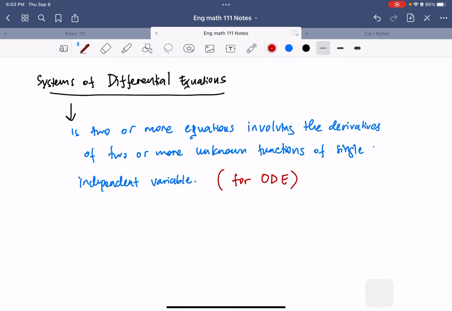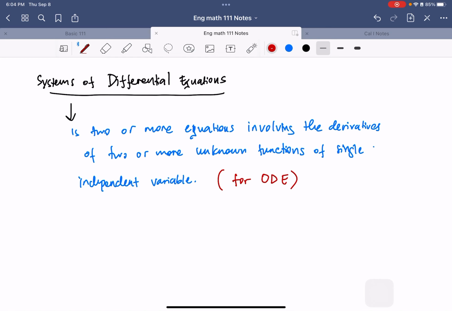So what does that mean? It means that, like I mentioned in Tuesday's class, you may have more than one dependent variable. For example, the dependent variables can be x and y, and the independent one is just t. So we call that ordinary differential equations. If there is more than one independent variable, we call it partial, a partial system of differential equations.